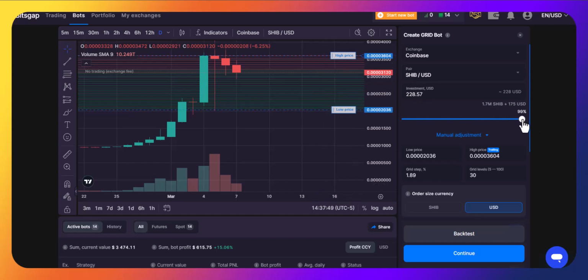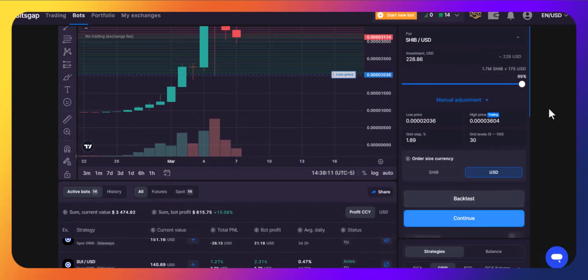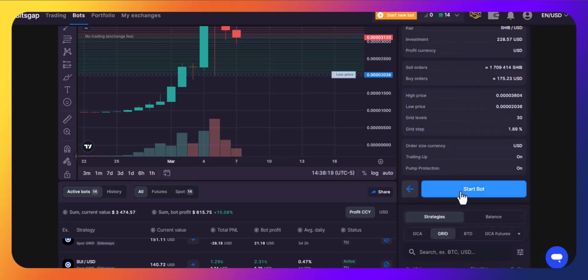So what we're going to do is just put it at the 230, the 99, which is the 1 million SHIB plus the 175 US dollars, because we have 228 USD. I don't want to have to add any more capitalization right now. So we're just going to let it run as is, because I added more capitalization to the other bot that I could have used in this one. So that's fine. We're just going to leave it as is, hit continue, and we're going to start the bot.